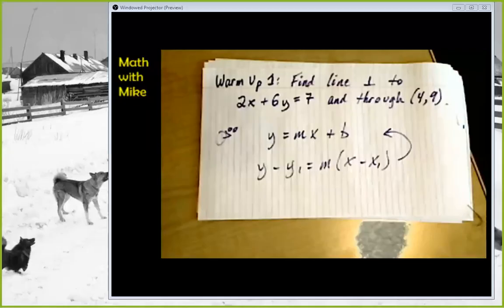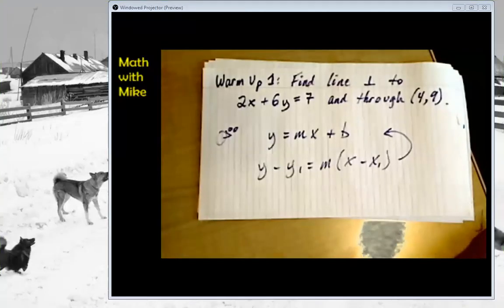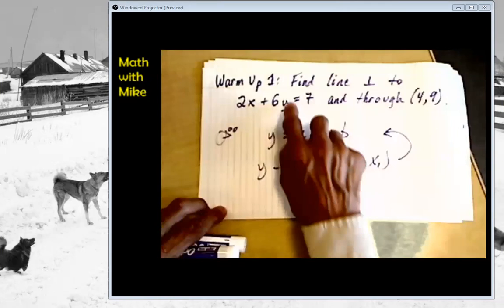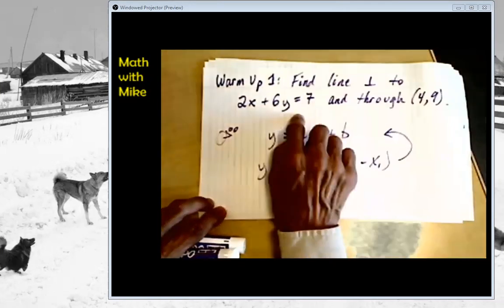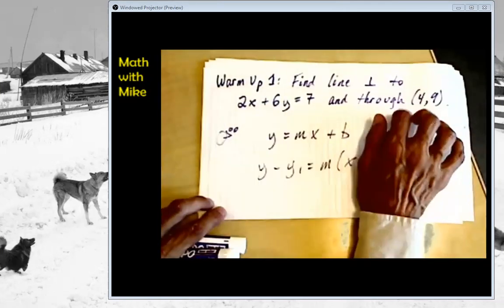What do we got today, this Friday afternoon? We got warm up number one to start with. Finding the equation of a line that's perpendicular to this line and passing through this point.